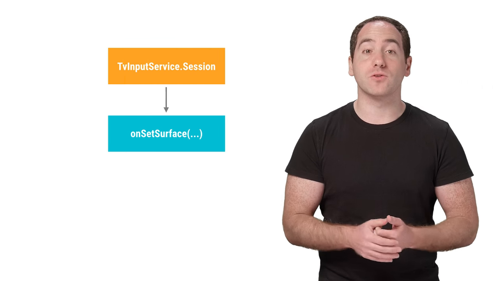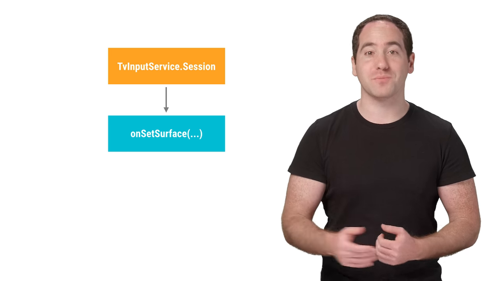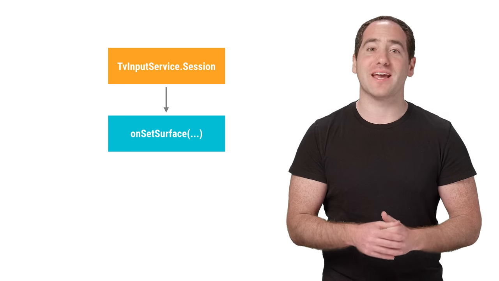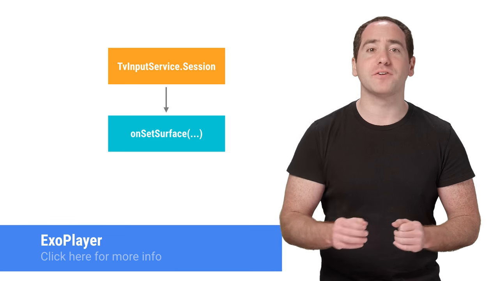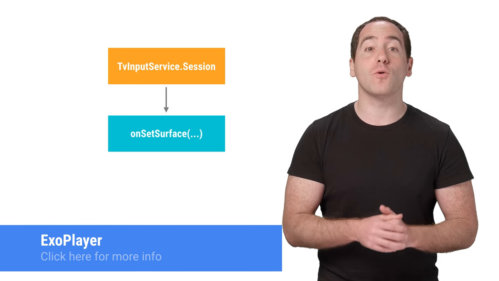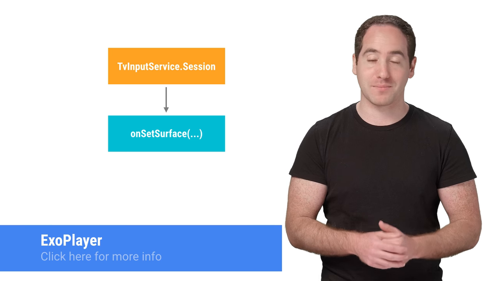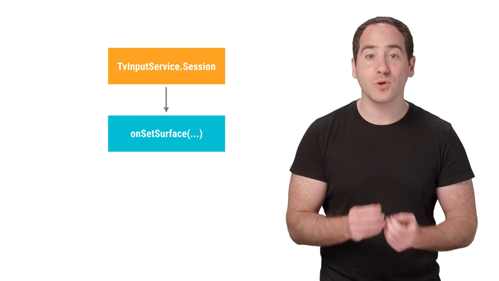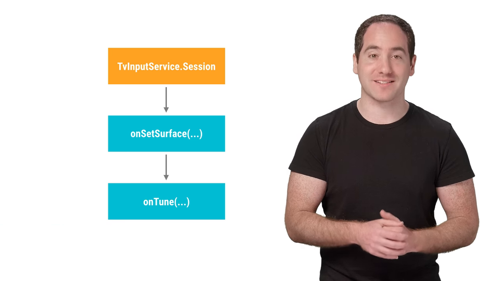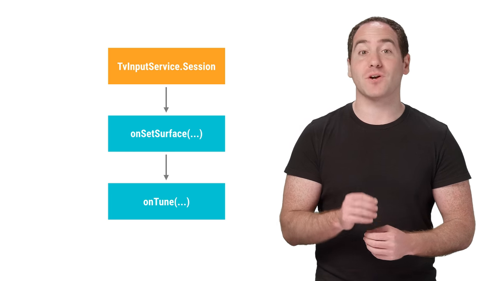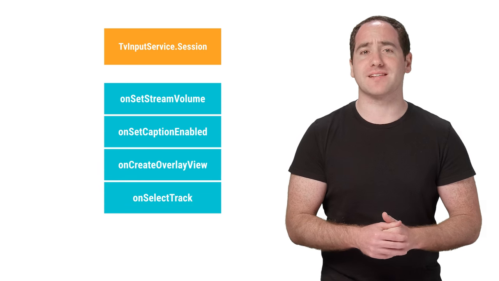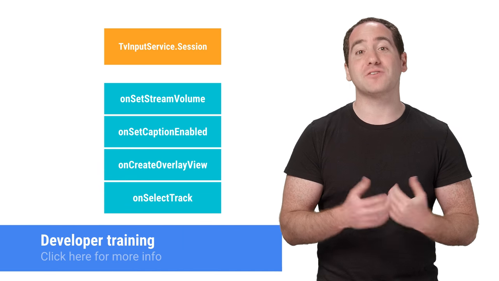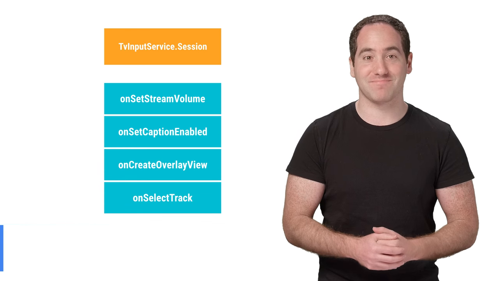This is used to provide you with an Android Surface object on which you can play your content. And you can do that using Android's Media Player or ExoPlayer and other media players. And by the way, if you're new to ExoPlayer, it's a Google-maintained open-source alternative to Android's Media Player API. When the user tunes to one of your channels, the onTune callback is invoked. This signals it's time to start playback on that surface. There are additional callbacks you can implement to handle things like closed captions and parental controls, and you can find more details about these at this link.